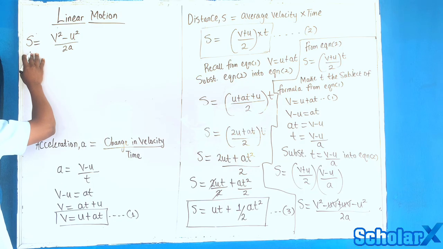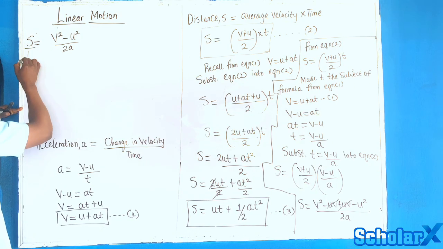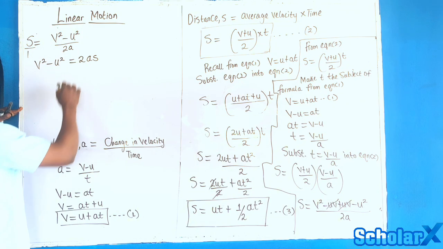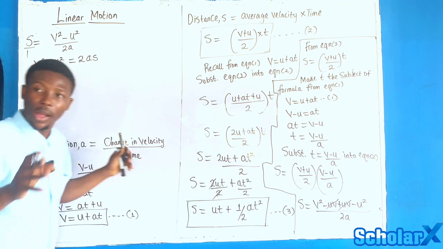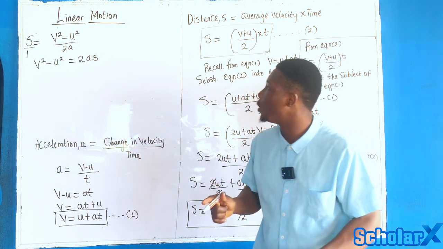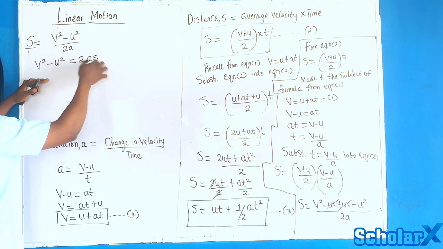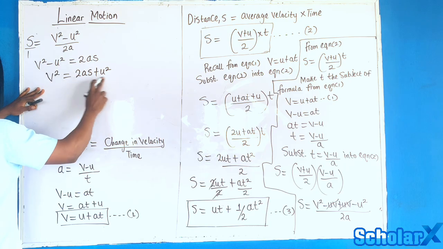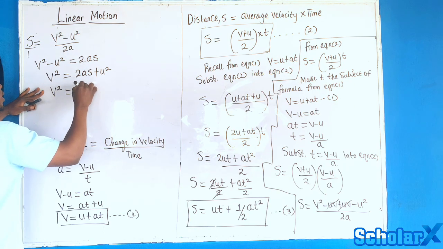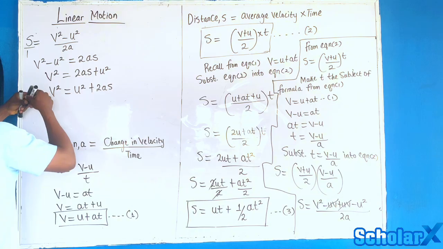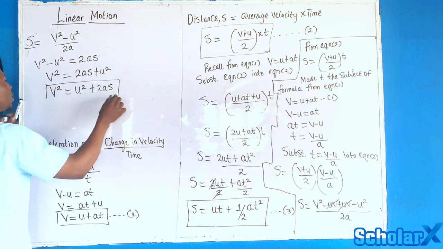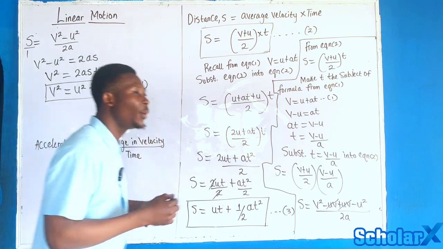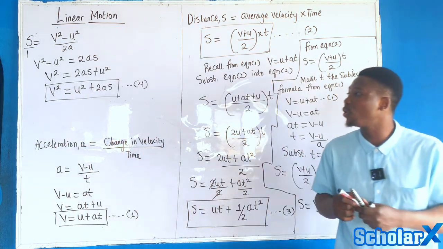Now we cross multiply, hope you know this is over 1. So cross multiplying, V squared minus U squared is equal to 2AS. Are you sure you understand? All right. So now, let's take minus U squared to this side. It becomes V squared is equal to 2AS plus U squared. You can also write this as V squared is equal to U squared plus 2AS. And this gives us the fourth equation of motion.